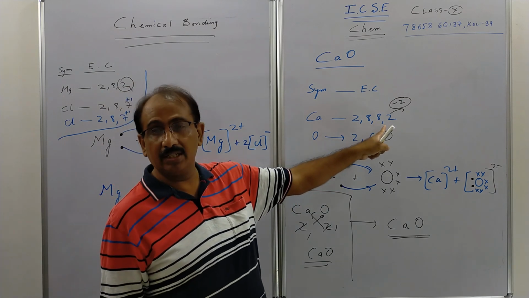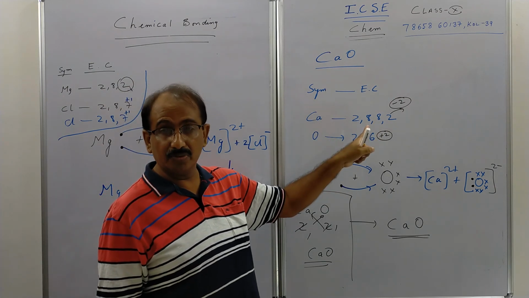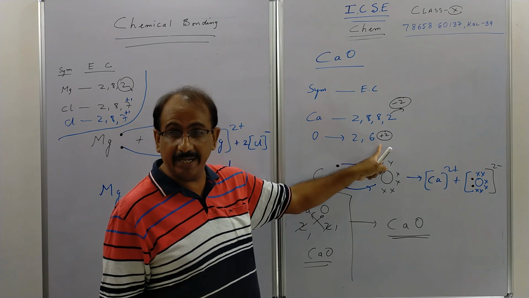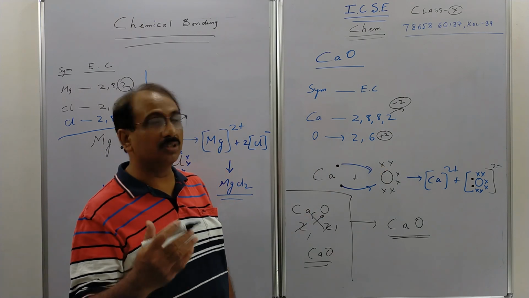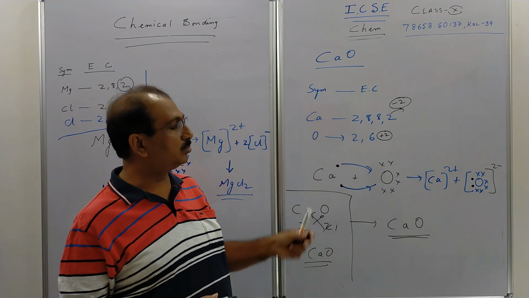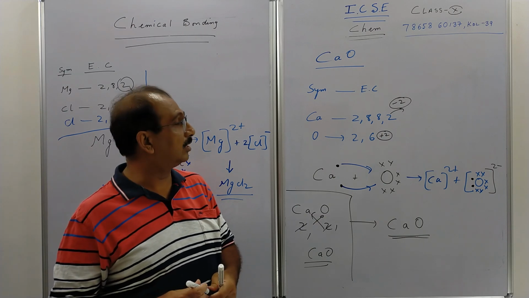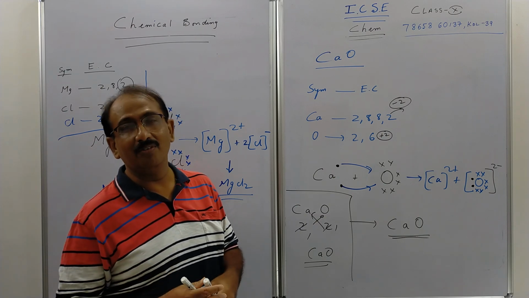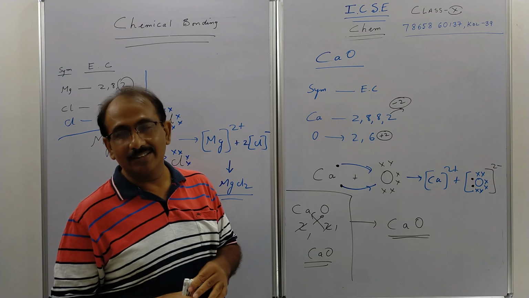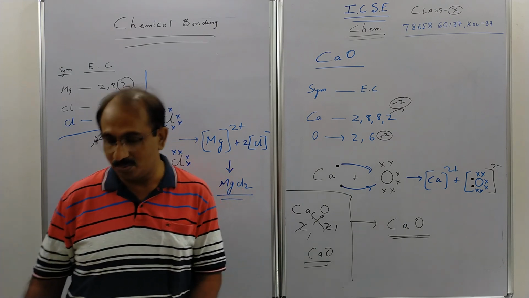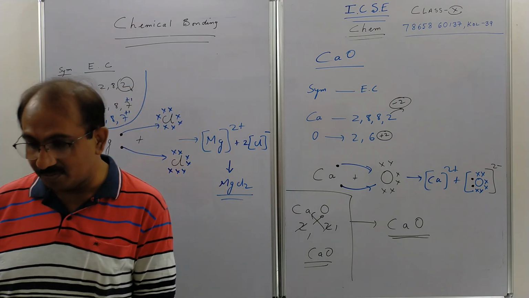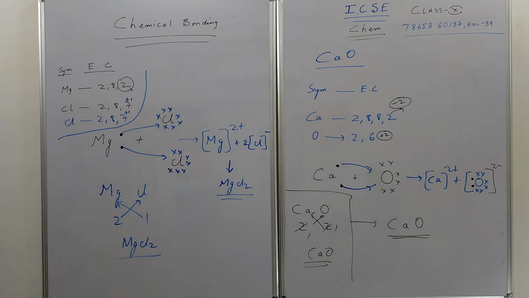This becomes 2, 8, 8, argon configuration 18, and this is 2, 8, neon configuration, because every element tries to come to the nearest inert gas configuration, but in 11 and 12 you will see sometimes there is an exception to this rule also. You'll have to wait till class 11 and 12.